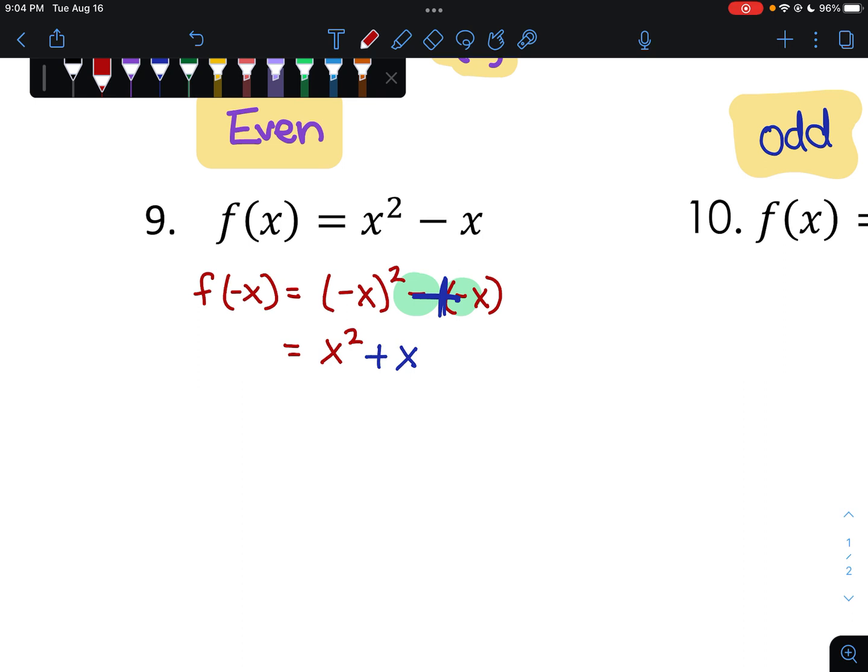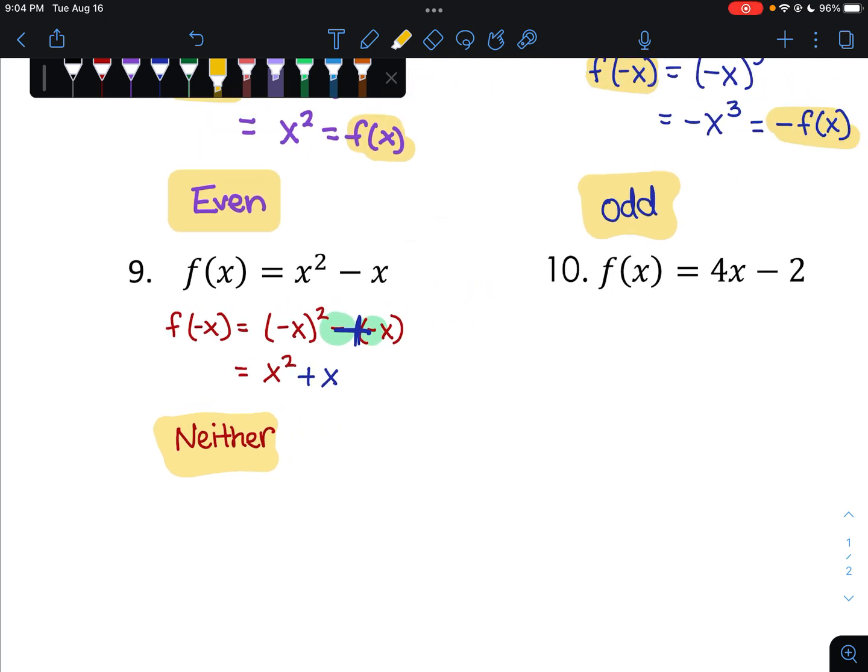So therefore, it cannot be even, and it cannot be odd. So this would be an example of neither even or odd. This one is neither. It did not meet any of the characteristics to be even or odd.